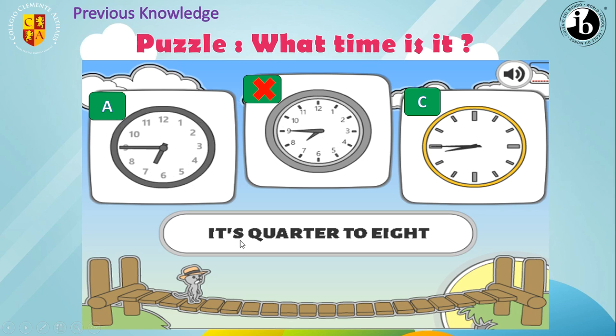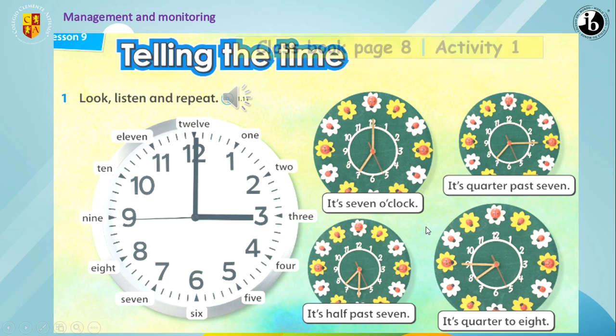Now, remember that in English we can say it's 7:45 or it's a quarter to 8. Both of them are possible and both of them are correct, okay? You can say it's 7:45 or it's a quarter to 8. Both of them are possible. Both of them are correct.